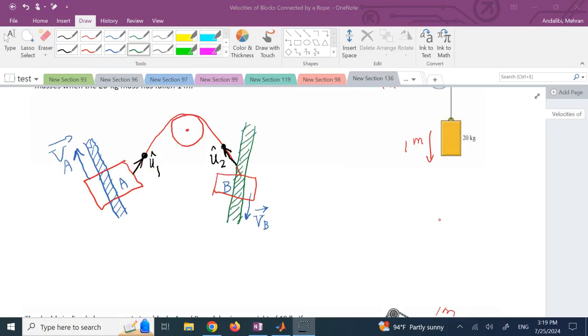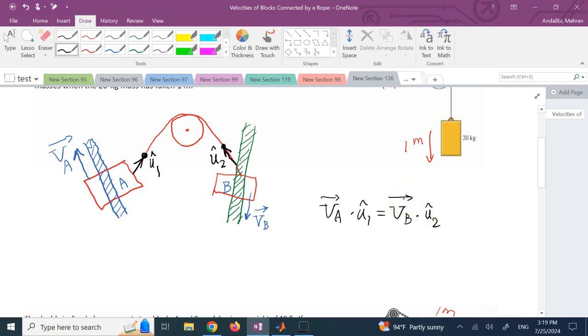The answer is yes. To clarify that, here I added this picture. Let's say I have two blocks A and B that are moving on these two guides, the blue and the green guide. They are attached by a rope, and their velocities, VA and VB, are shown parallel to the guides. The unit vectors that are tangent to the rope at the connections to A and B are shown by U1 and U2. This is the most general case, and you can show that VA dot U1 should be the same as VB dot U2.